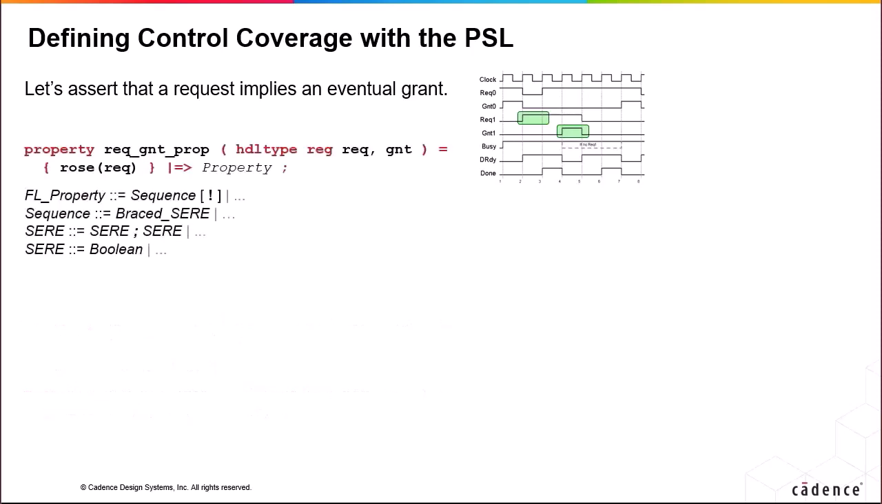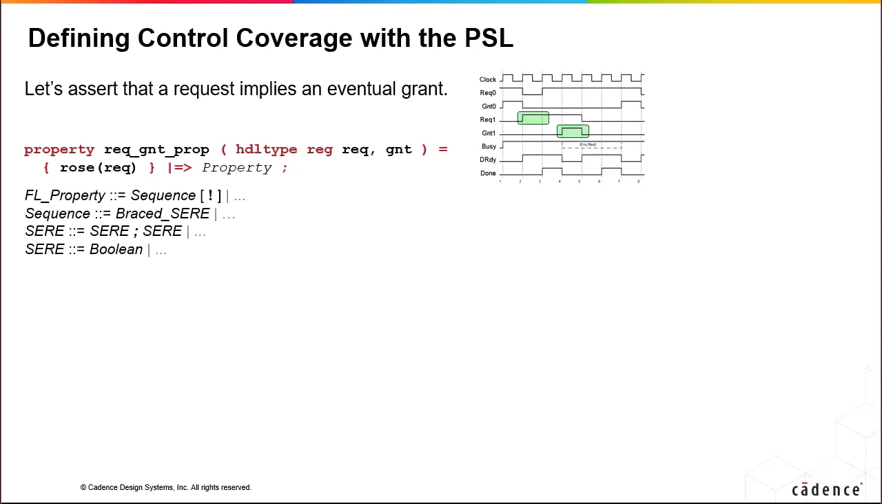The Property Specification Language defines many property expression forms. One of these forms is a sequence. A sequence is one kind of property. You can optionally make the sequence strong. We will look at weak and strong properties and sequences in just a little bit. Likewise, as you have previously seen, a braced sequential extended regular expression is one kind of sequence.